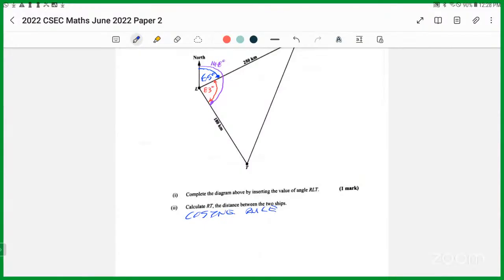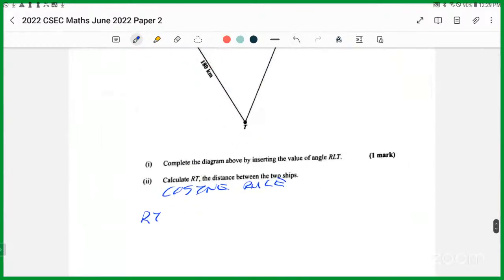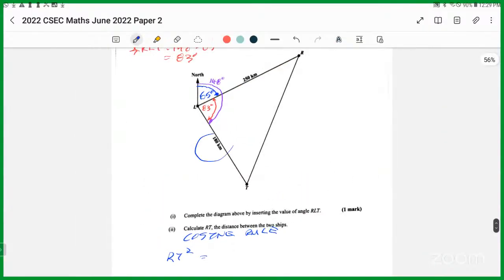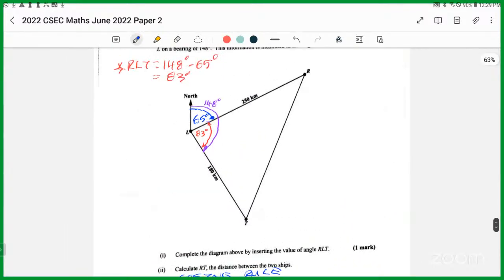It's going to be this side squared, which is RT squared, equals this side squared plus this side squared. That's 180 and 250. 180 squared and 250 squared. Then plus the product of the two of them, minus 2 times 180 times 250 times the cosine of the angle between them. The angle between them is this angle here that we just found, 83 degrees.